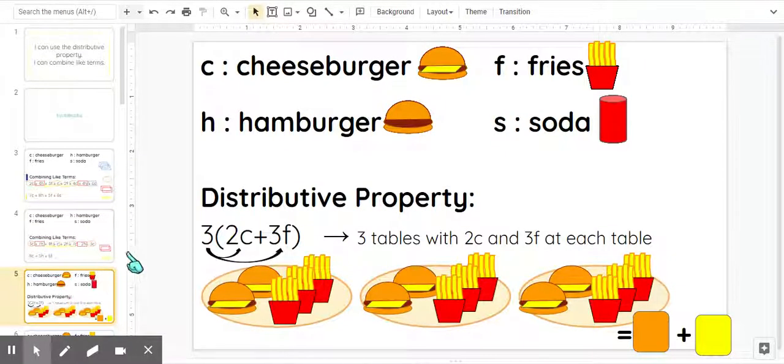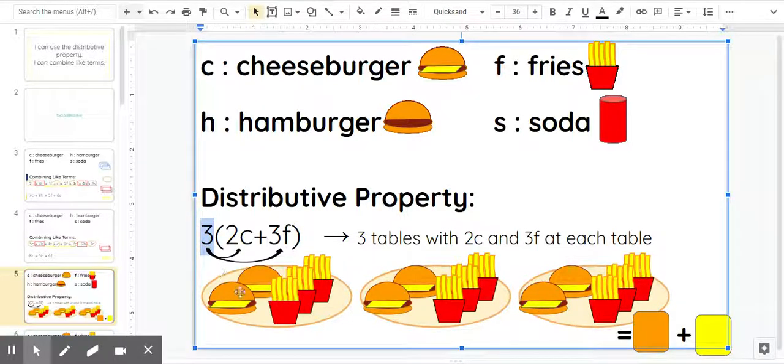For the distributive property, you're able to click and drag these items to make a picture. The number outside of the parentheses tells you how many tables you have. So for this one, I have 3 tables. And at each of the 3 tables, we need 2 cheeseburgers and 3 fries. So at each of these tables, I have 2 cheeseburgers and 3 fries.